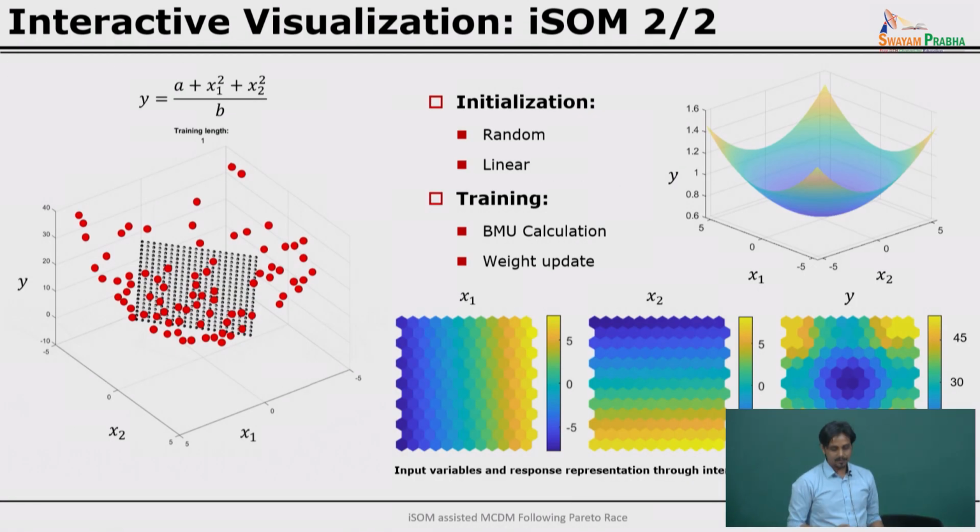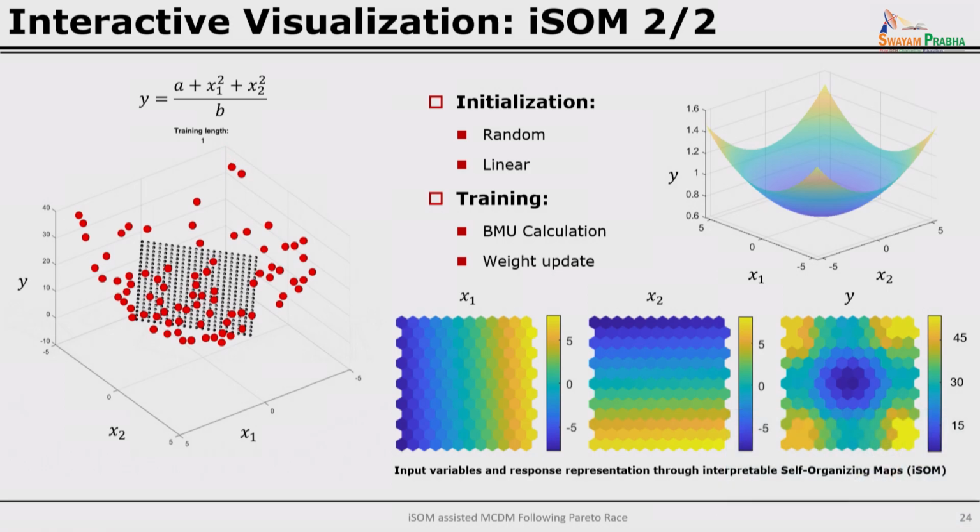So just a recap about the self-organizing map. It is a type of artificial neural network. Just consider the example of this bowl shape function, and this red color data, they are coming from this particular equation, y is equal to this particular function of x1 and x2. Now the black color nodes that you are seeing here, these are the initial, untrained neurons of the self-organizing map. What the self-organizing map will do is try to capture the trend and the topology of the function.